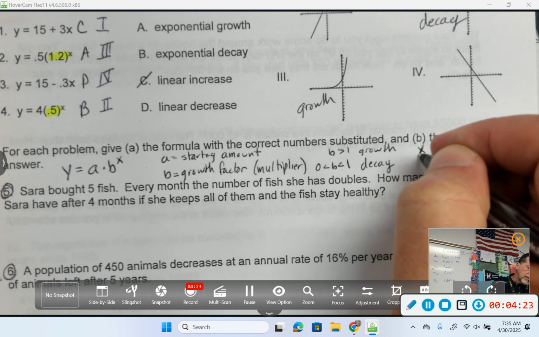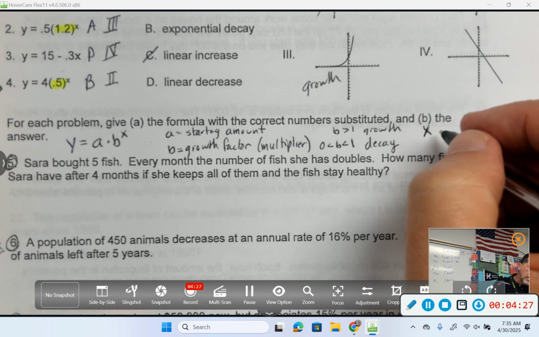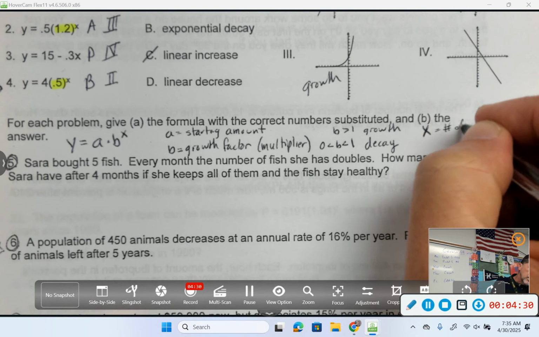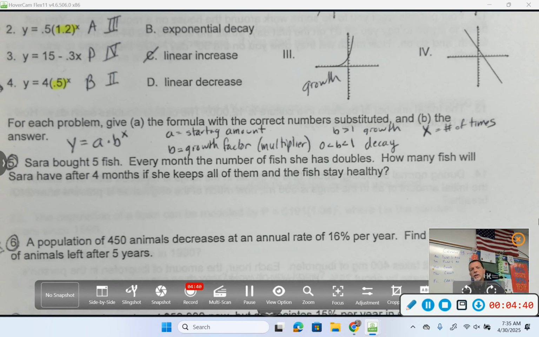And then X is always what an exponent does. That's how many times we multiply. So just say number of times. Sometimes it's years, sometimes it's months, quarters. I guess it's usually years, but it doesn't have to be years.